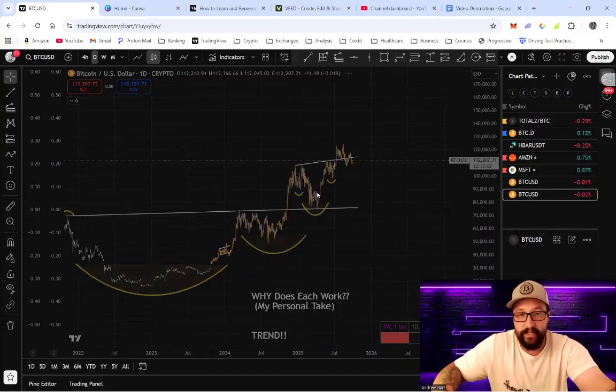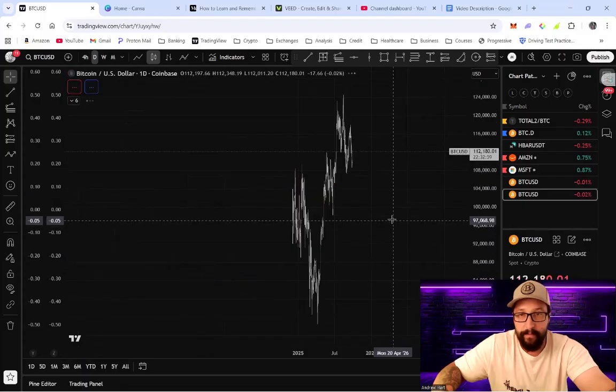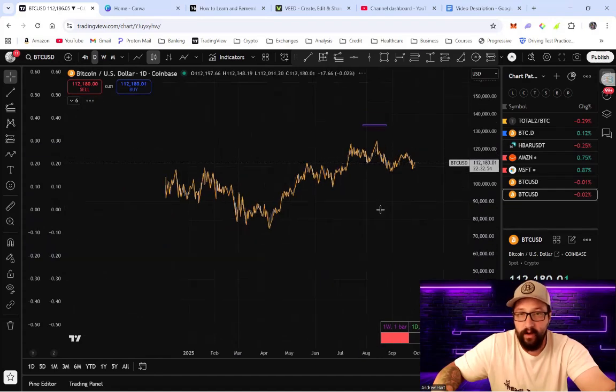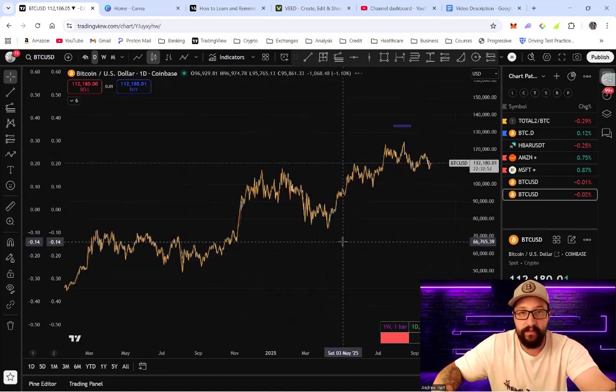The one last thing that I did want to mention here is that the volume on these patterns, on these breakouts, is important.